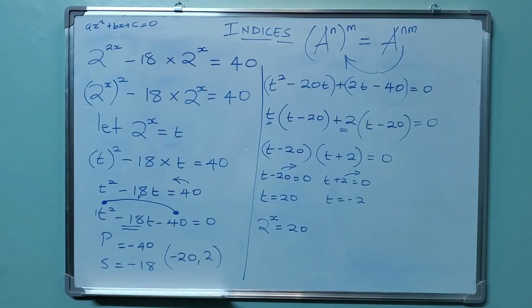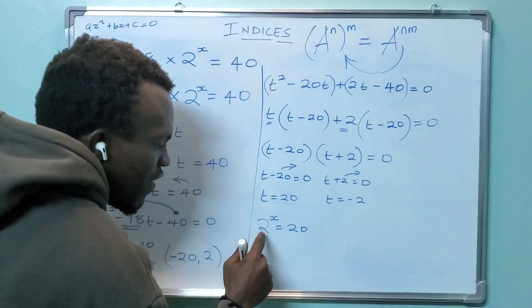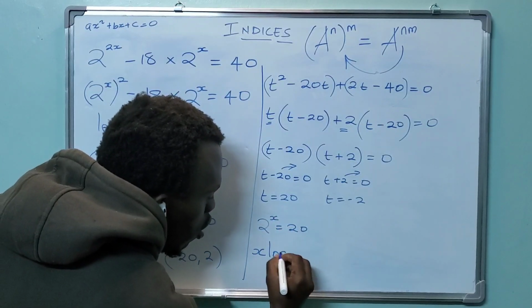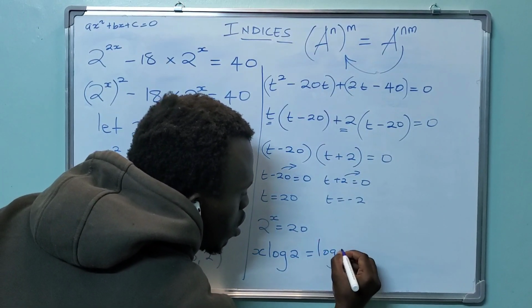You are going to apply logarithm. Now, this is a rule that you have to know. Whenever you cannot make the two values into the same base and it is at the end of it, we usually introduce logarithm. So for this one, we are going to take the log of both sides. So I'm going to have here x log 2 equals log 20.